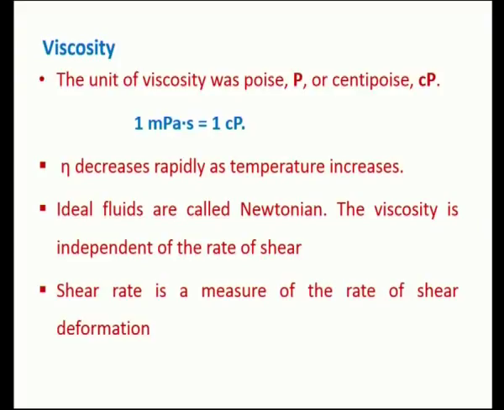Even today viscosity data are given in centipoise. So, 1 centipoise is roughly equal to 1 millipascal second, and the viscosity decreases rapidly as temperature increases, like all other conventional materials. And then ideal fluids, here ideal fluids refers to the fluids which have a linear relationship between the shear stress and the shear strain. Such fluids are called Newtonian fluids. In Newtonian fluids, the viscosity is independent of the rate of shear, and shear rate is a measure of rate of shear deformation.